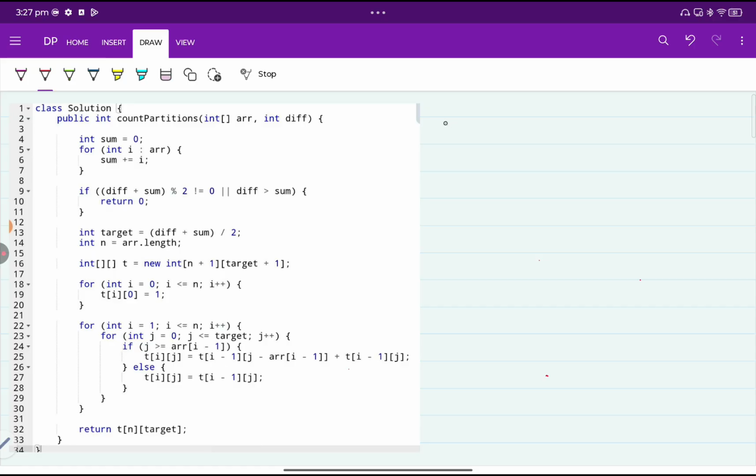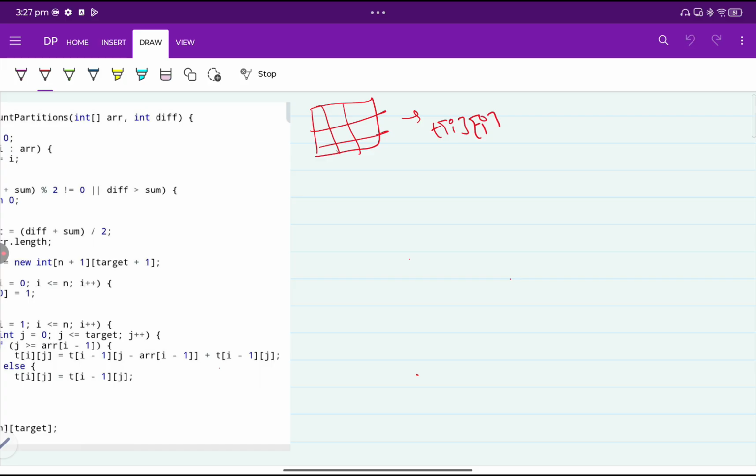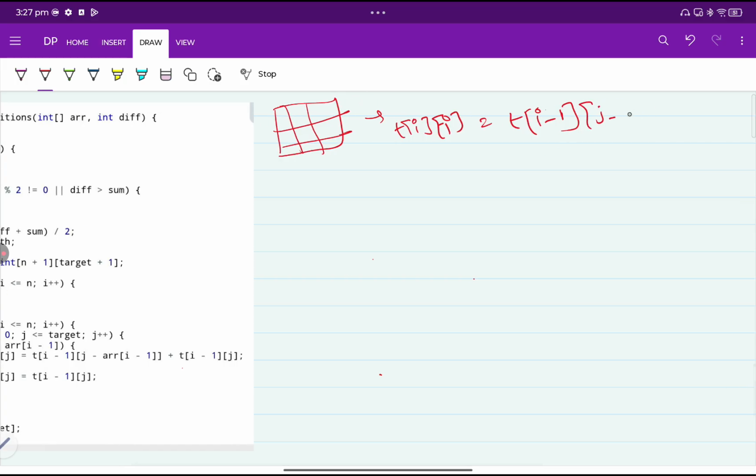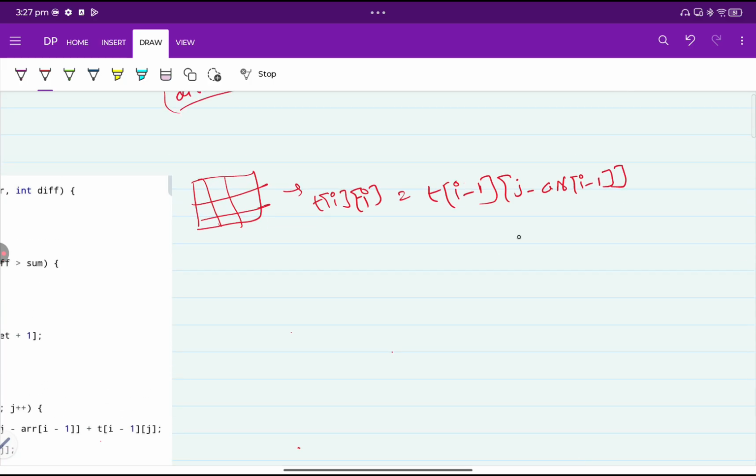Now I want to tell something about the table. If the question asks whether it is possible or not possible, then t of i, j equals t of i minus 1, j, calling the previous state, or subtracting if including it. This is the first state.